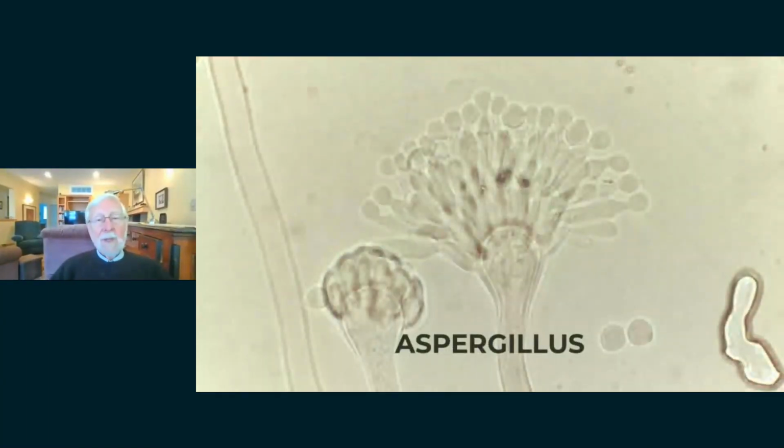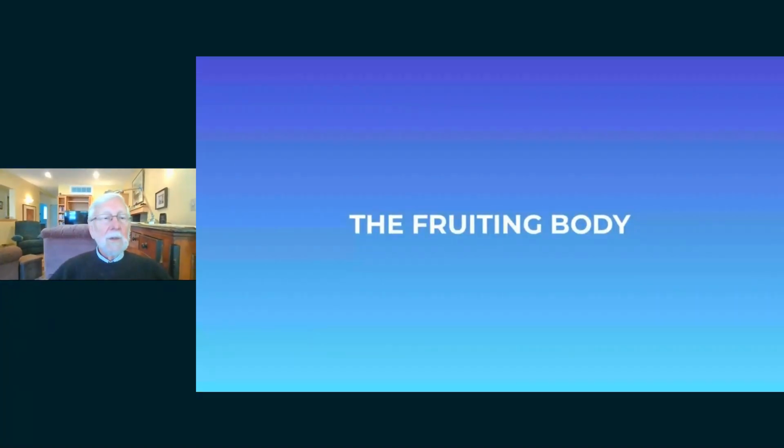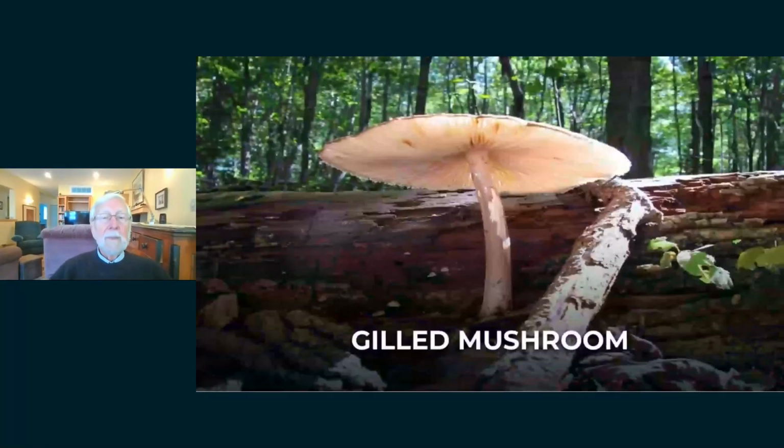So aspergillus in particular, or all the molds, have instead of a fruiting body like a mushroom, just a stalk. And then at the head of the stalk are these spore producing cells. Now, aspergillus is a huge genus. We'll talk about that later. The fruiting body. Now that's your mushroom and so on.